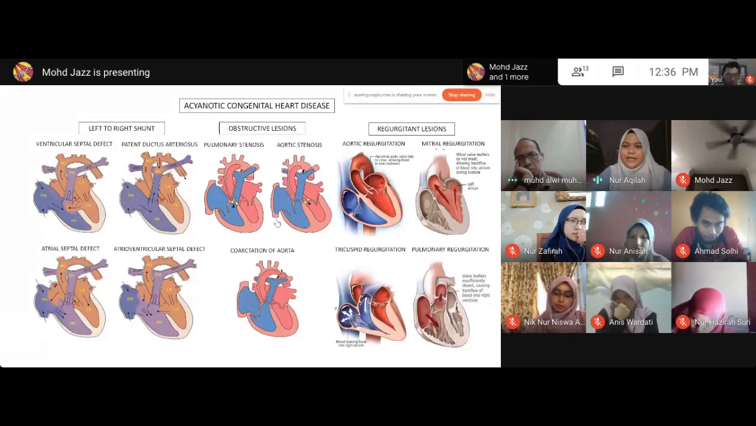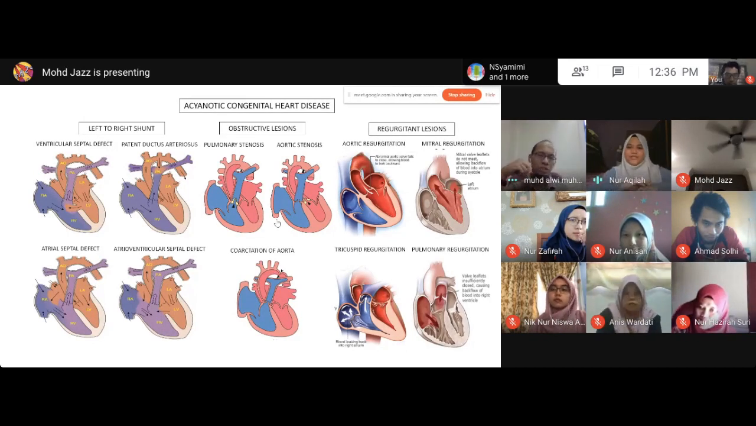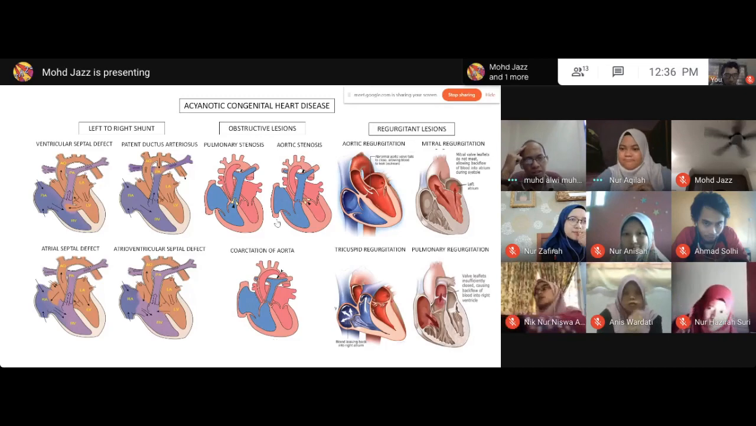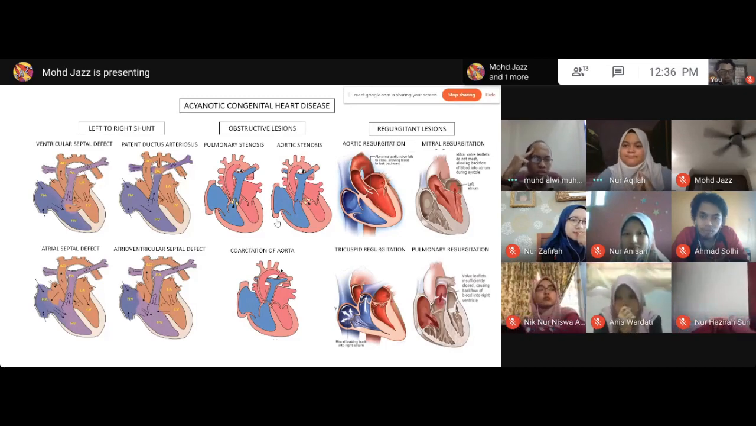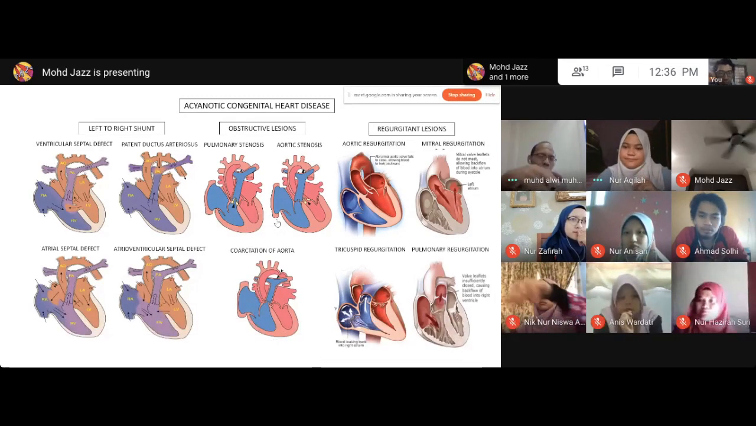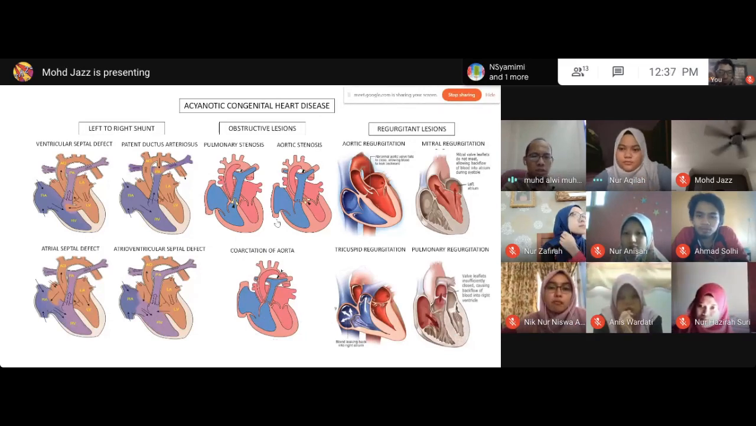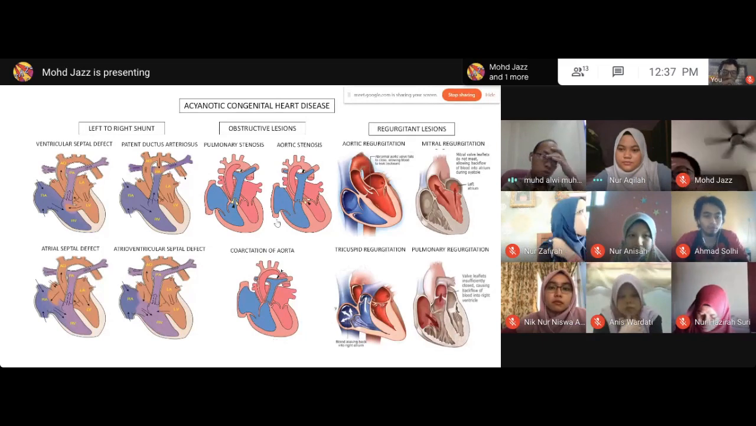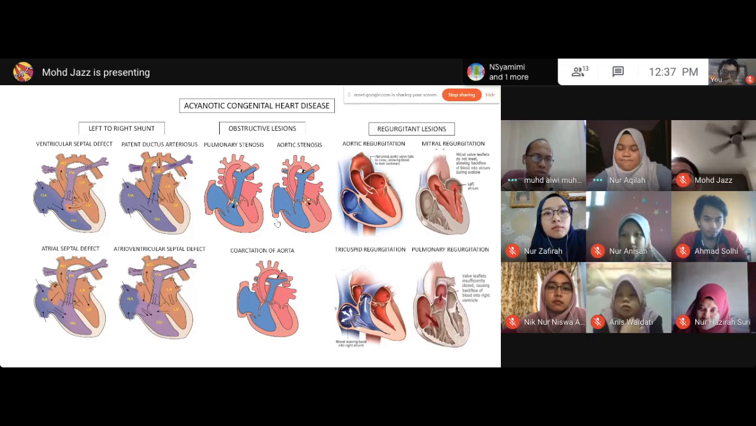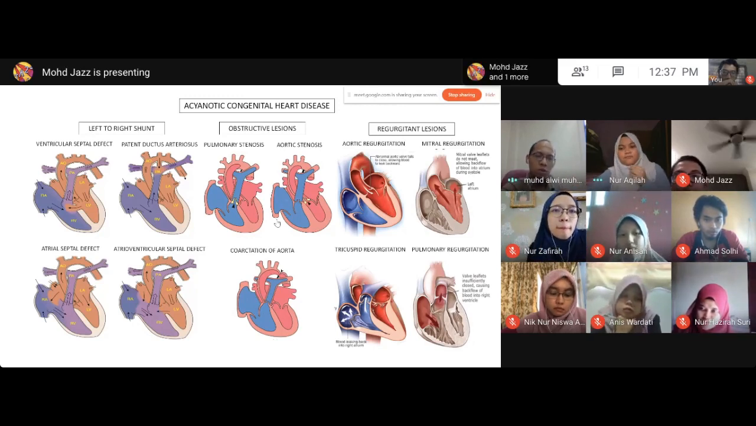And next is regurgitation. I think we can skip because it's not common, unless it's acquired, in rheumatic heart disease. If not, you won't see this. Actually, the most common heart defect is bicuspid aortic valve. I think that's the most common. Second is VSD. But I think usually you won't diagnose.